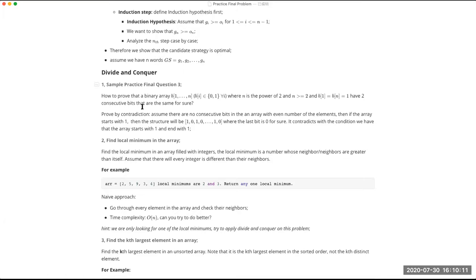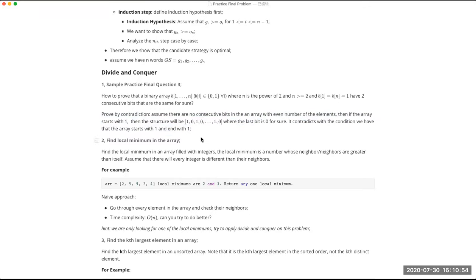This is because if there's an array whose length is a power of 2 and larger than or equal to 2, and the first and the last element are 1, then this array will have 2 consecutive bits for sure. This is why we keep chasing the half. When we decompose the whole array into 2 halves, first half and second half, we keep going for the half with this kind of structure.